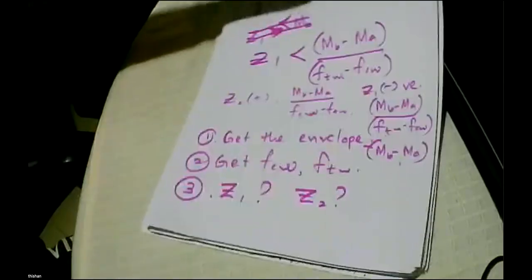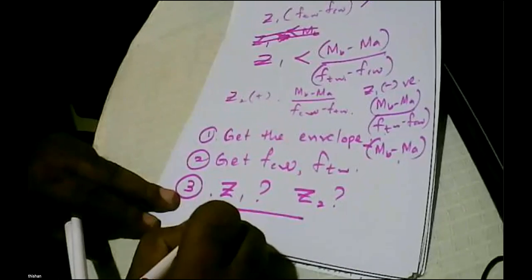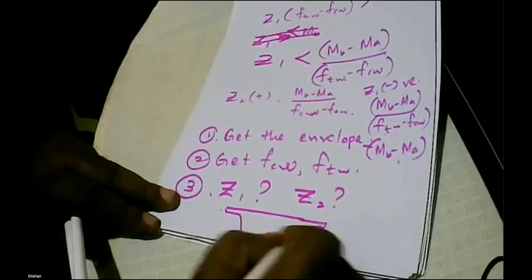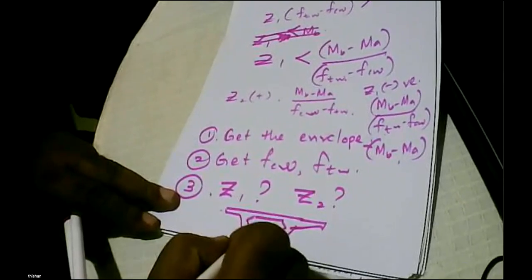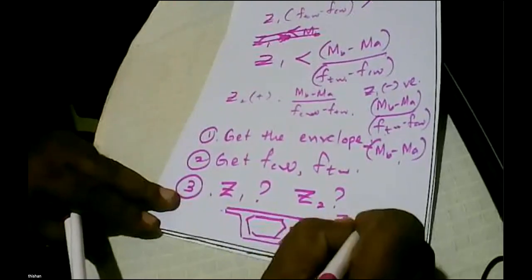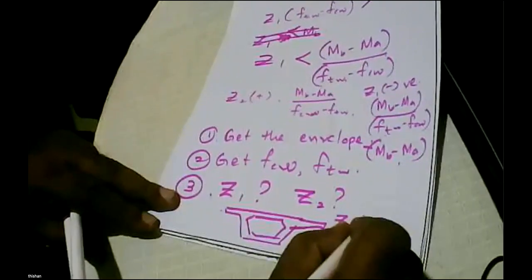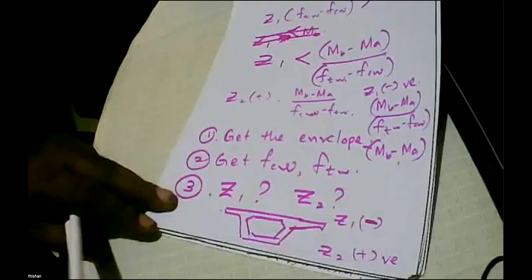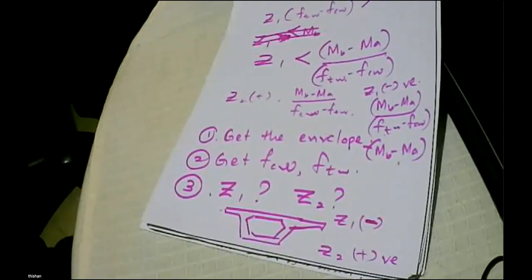So what am I going to do? You know the range, select a section like this. Calculate Z1, Z2, this negative, this positive. Compare these two ends. Straight away, you know whether the section is going to work or not. So you have to select the section where Z1 and Z2 values are as required according to the bending moment range. Is that clear?